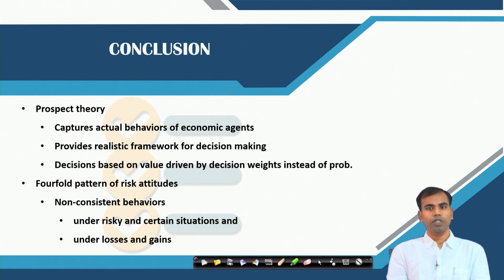The fourfold pattern of risk attitude is the same that we have just explained, the 4 blocks of a matrix where our decisions would not be consistent under high and low probability event, where the outcomes are losses and gains. So, we exhibit as individuals non-consistent behavior under risky and certain situations and under losses and gains. With this, we come to a conclusion that prospect theory is certainly closer to the realistic decision making framework than the expected utility theory that has been proposed under neoclassical economics.